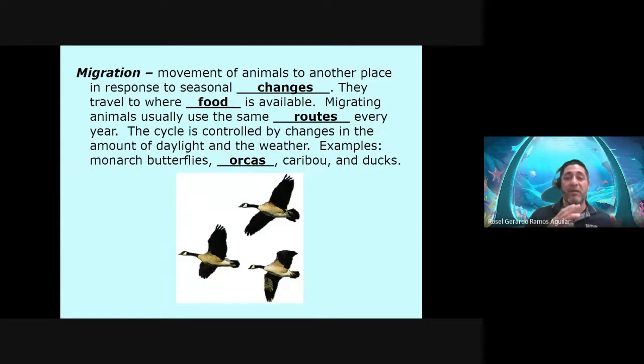Migrating animals usually use the same routes every year. Okay, the cycle is controlled by the changes in the amount of daylight and the weather. Examples of animals that migrate: we have the monarch butterfly, orcas, caribou, and ducks.